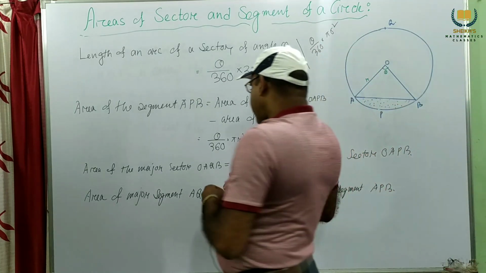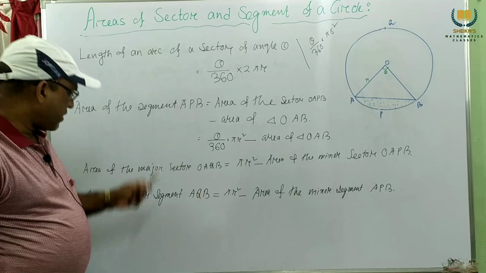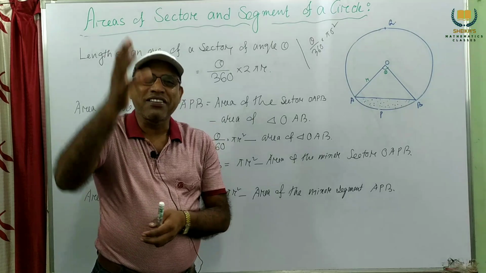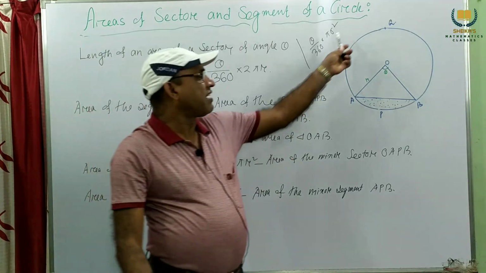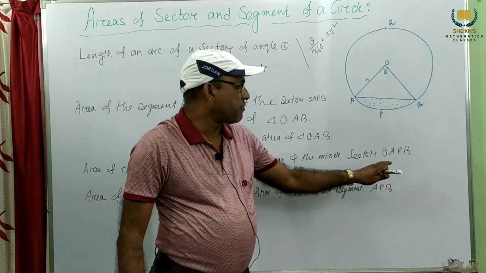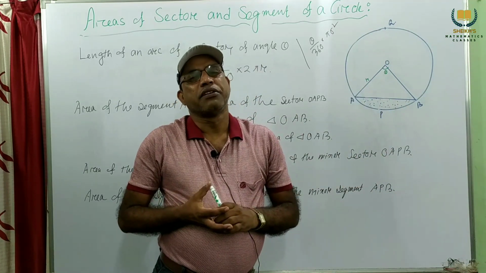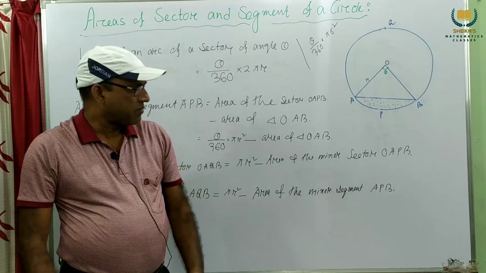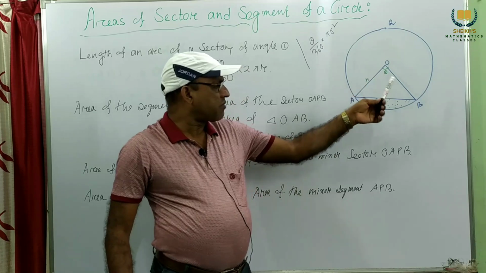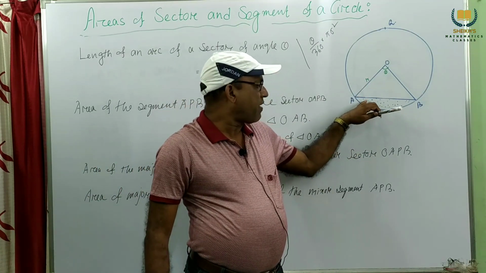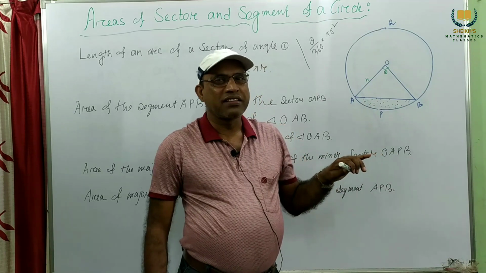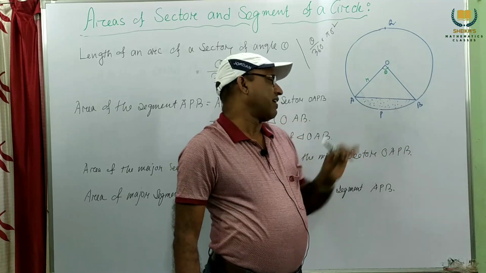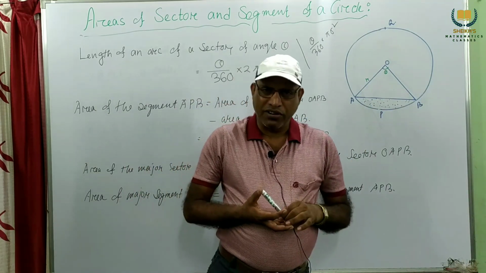Again, minor segment, minor sector, major sector. If the major sector is given, just find the minor sector. From the minor sector, we take the whole circle minus the minor sector. If we subtract, then we get the major sector. And similarly, we can find the minor segment also. So the sector, major sector and minor sector are easy, but when you find the segment, we have to find the area of the triangle also. Then the process is long but not difficult.